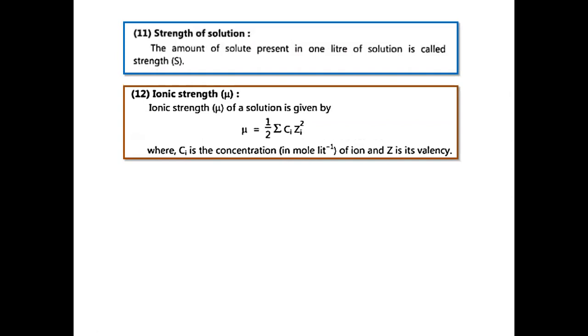So for every solution there is a strength. So I will define the strength of solution. The amount of solute present in 1 liter of solution is called the strength of that solution. So the quantity of solute present in 1 liter or 1000 cm cube of solution is called the strength of that particular solution. The ionic strength mu of solution is given by this formula. So we can calculate the ionic strength of solution, and this is the strength of solution.